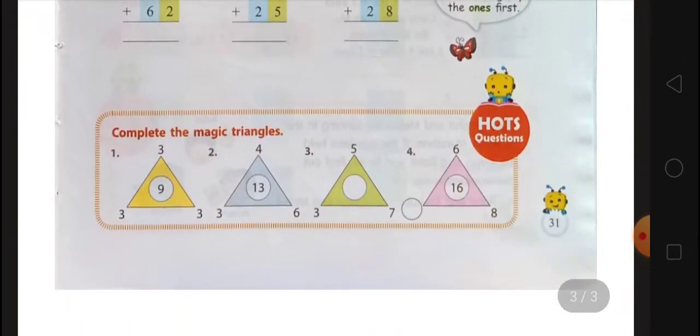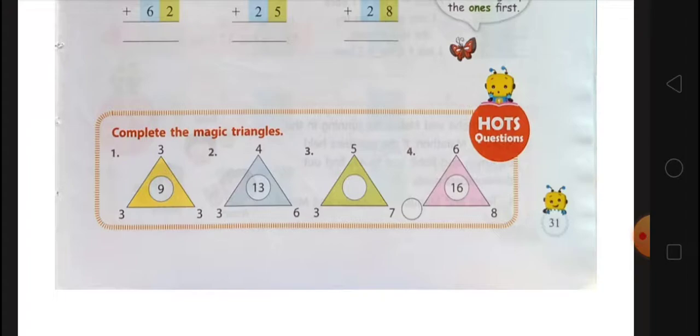You can see here that we complete a magic triangle. First, on the corners we have to add these numbers. 3 plus 3 is 6, 6 plus 3 is 9. In the second, 4 plus 3 is 7, 7 plus 6 is 13. In the third, 5 plus 3 is 8, and 8 plus 7 is 15. So there will be 15.